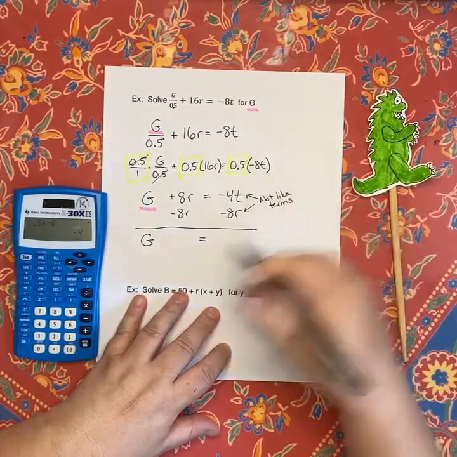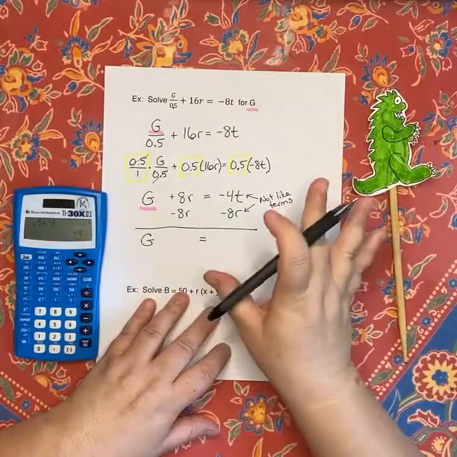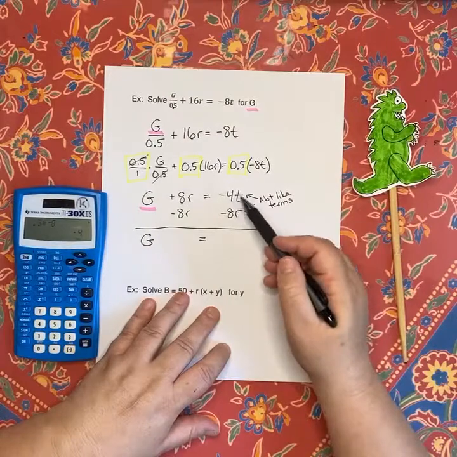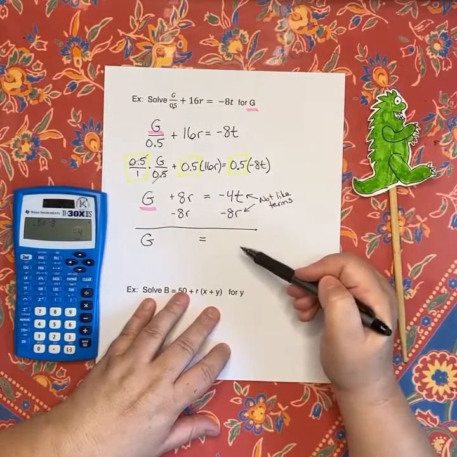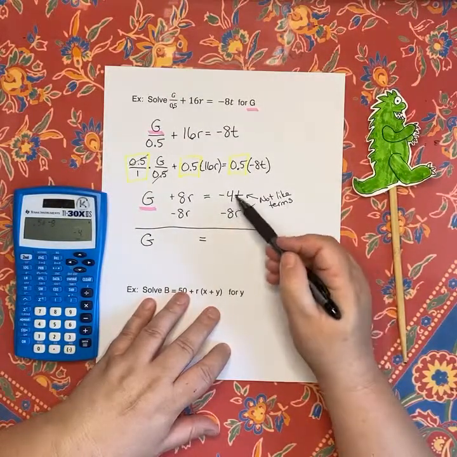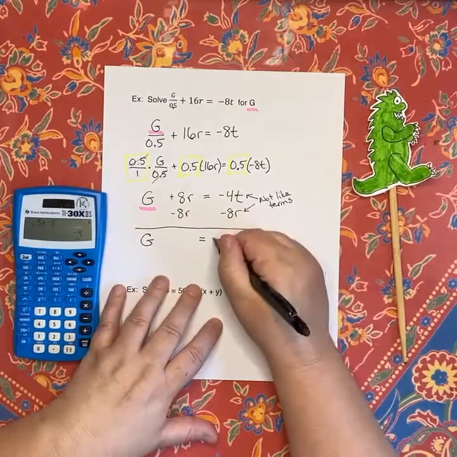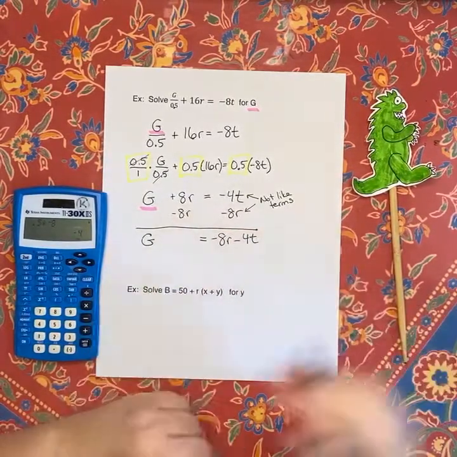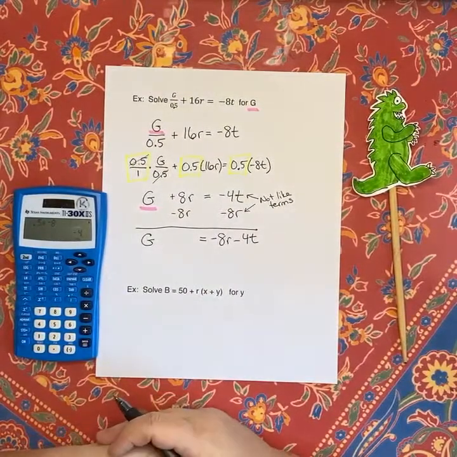You're not thinking, you're going fast, you're excited because you're almost done, and you write two things on top of each other, and then your brain tries to make it negative 12 something. And let me point out that these two do not go together. You have to write them negative 8r minus 4t. That's it. There's no way to combine them. They get written in order.